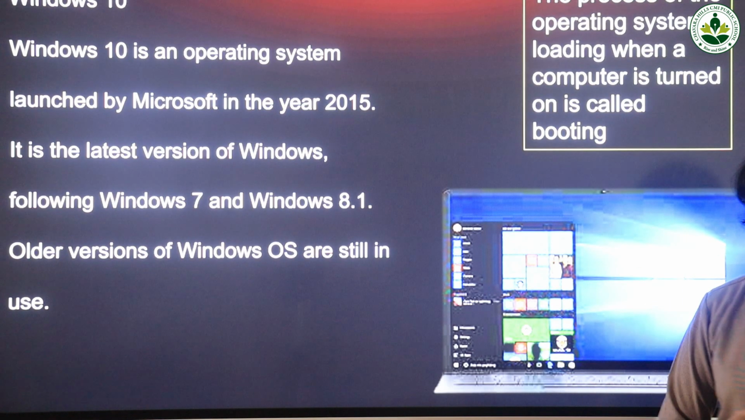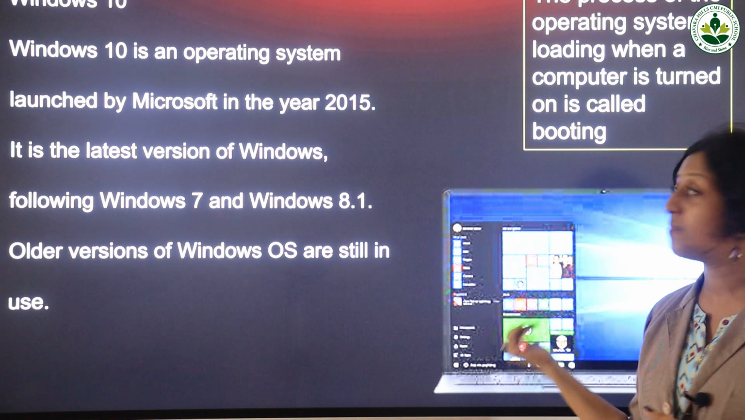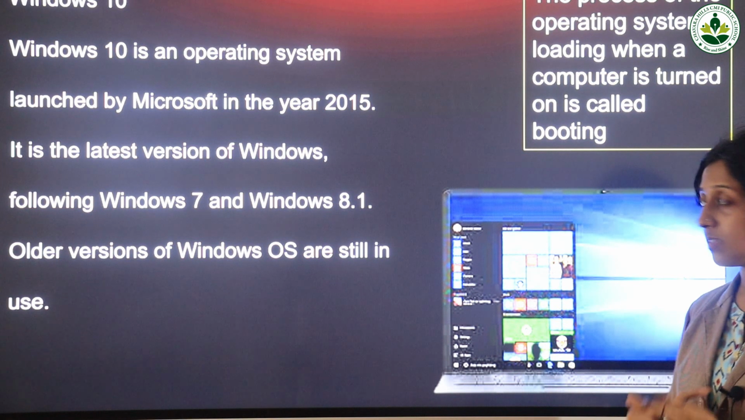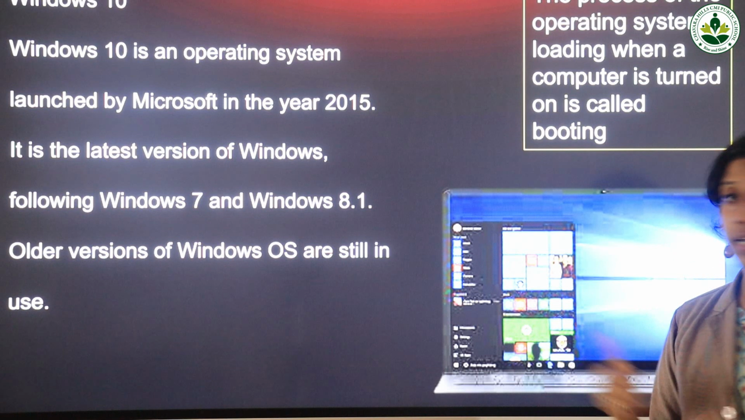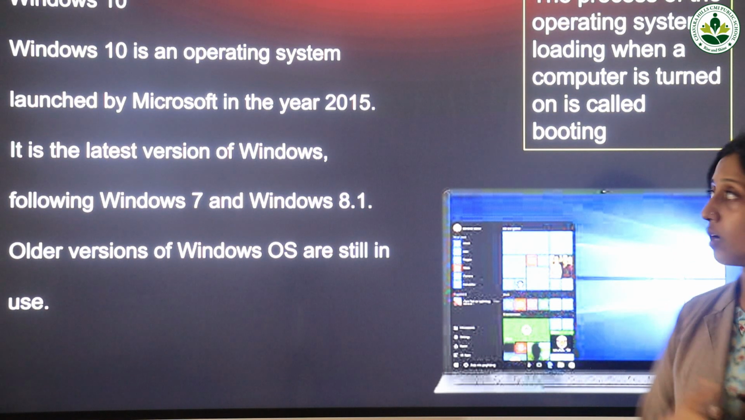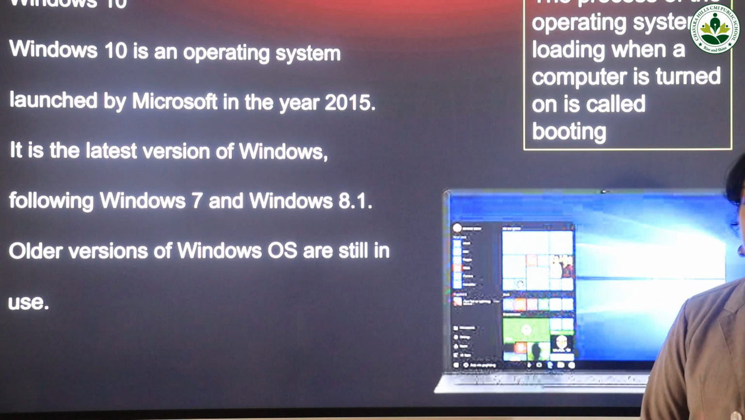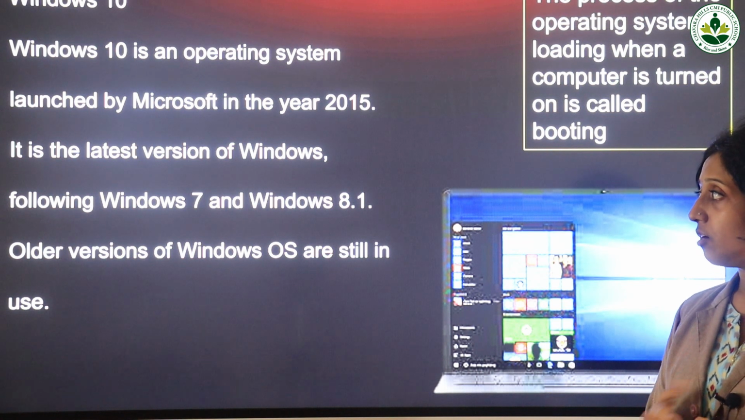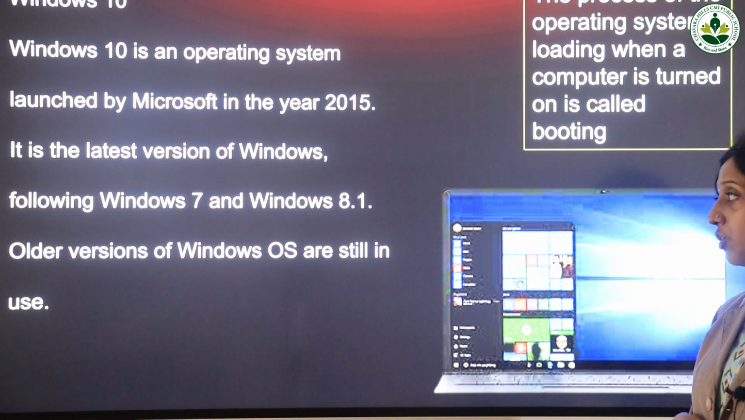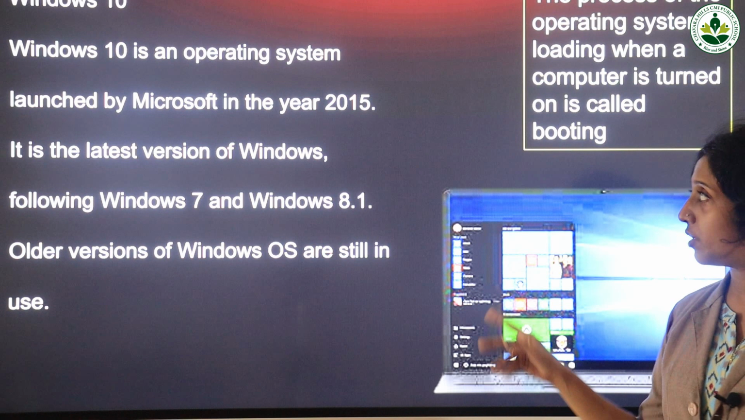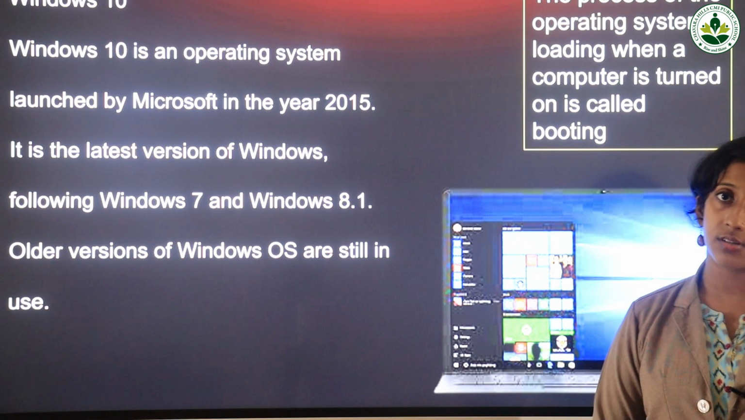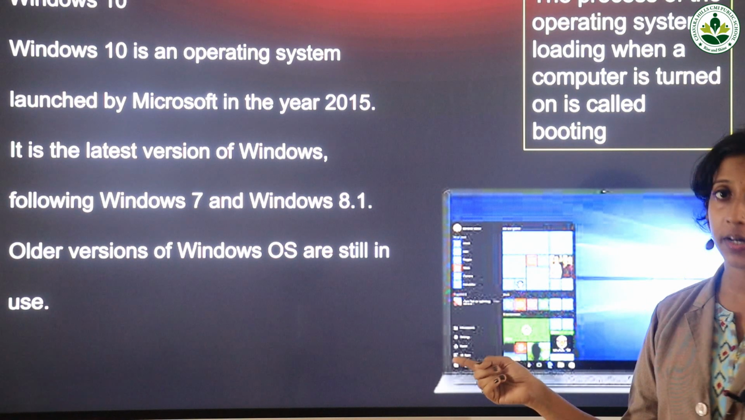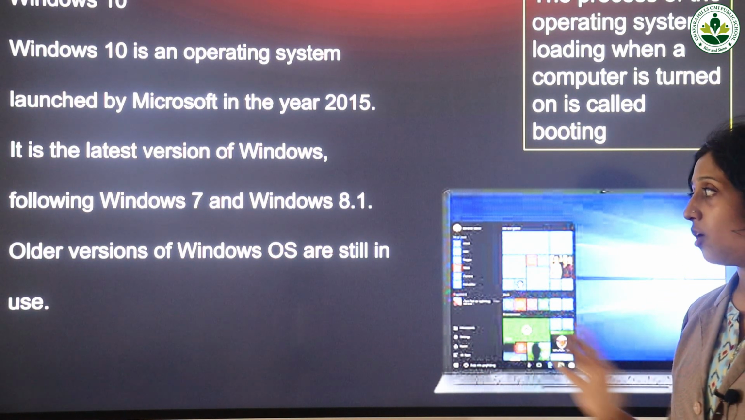So Windows 10 is an operating system. Windows 10 was launched by Microsoft in the year 2015. It is the latest version of Windows, following Windows 7 and Windows 8.1. So Windows 10 is the latest version of the Windows operating system, followed by Windows 7 and Windows 8.1.